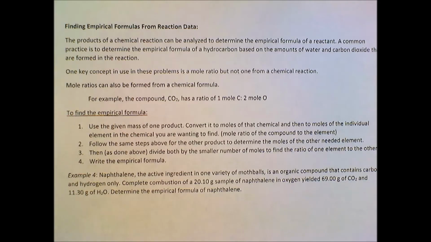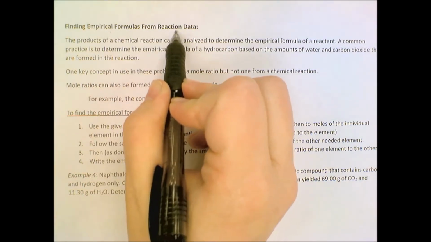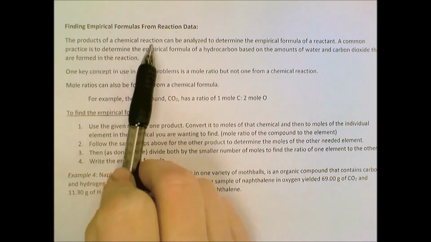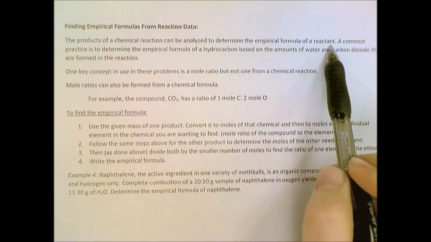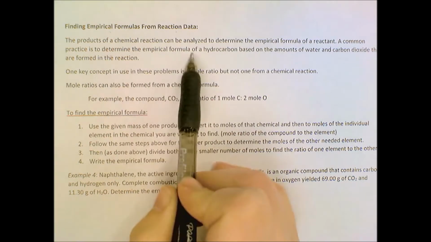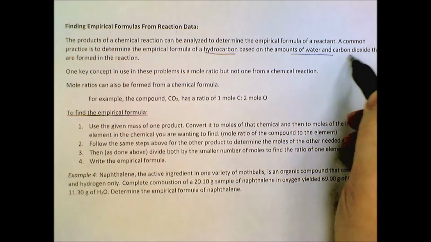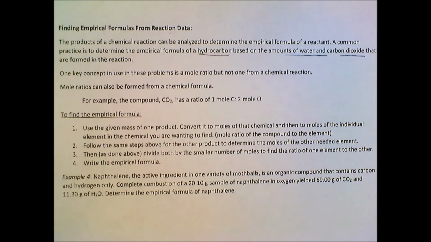All right, we're going to take a look at our last part: finding empirical formulas from reaction data. So not just given percentages, but actually looking at a chemical reaction. The products of a chemical reaction can be analyzed to determine the empirical formula of a reactant. A common practice is to determine the empirical formula of a hydrocarbon based on the amounts of water and carbon dioxide that are formed in a combustion reaction.